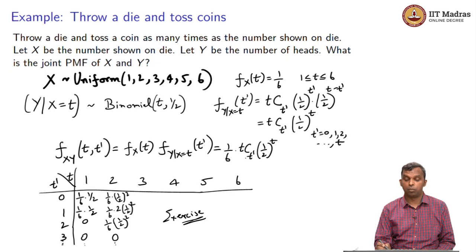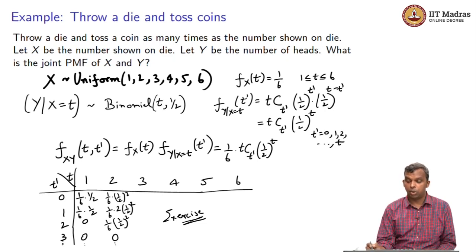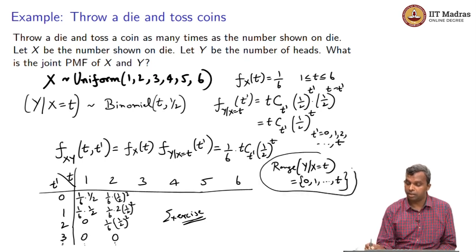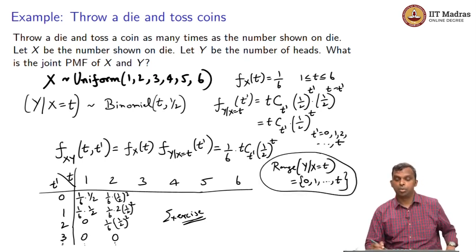This is the formula. You just apply this. T is here, T prime is here. You just plug it in and you will get the value for each point. And remember, T prime goes only from 0 to T. So this is interesting, right? For instance, the range of Y given X equals t is actually 0 to t, isn't it? So it's a bit different depending on t. The range changes and the conditional distribution also changes.